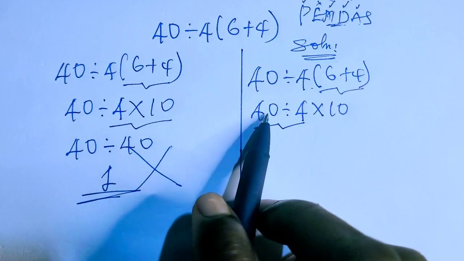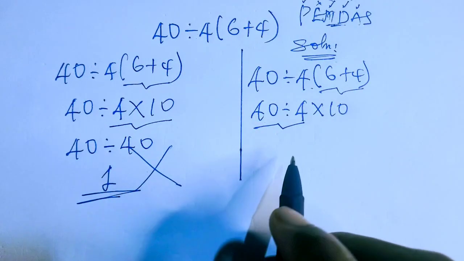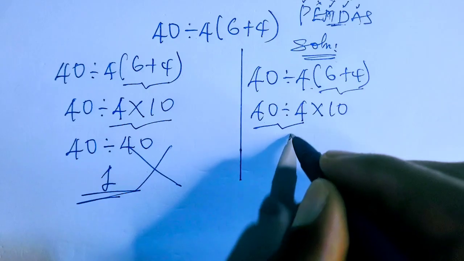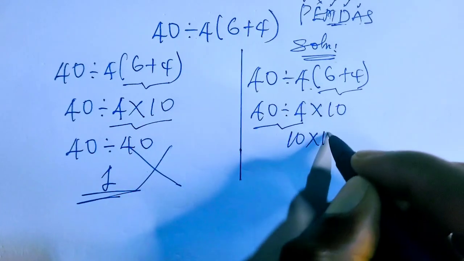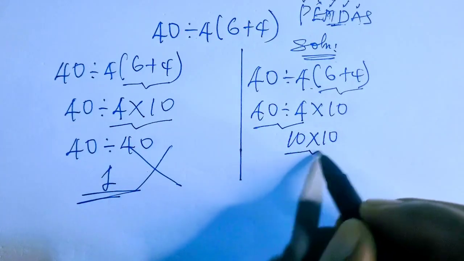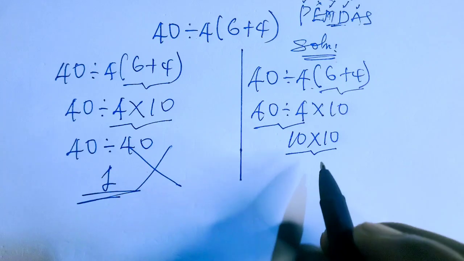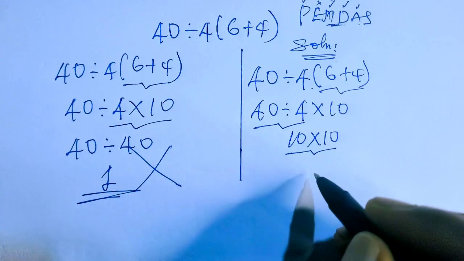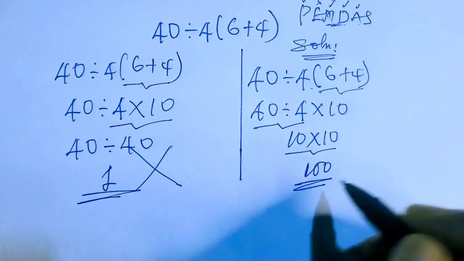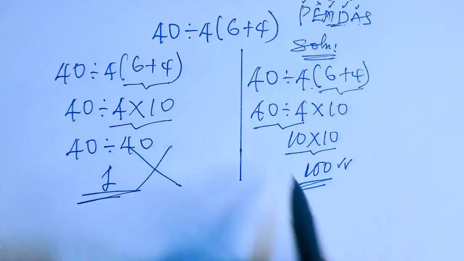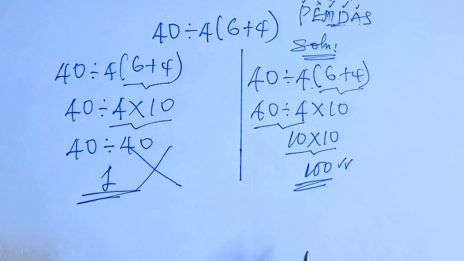Therefore, 40 divided by 4 gives us 10, multiplied by 10. Then lastly, we perform multiplication here. Now 10 times 10 gives us 100. And this is the correct answer to this given expression right here.